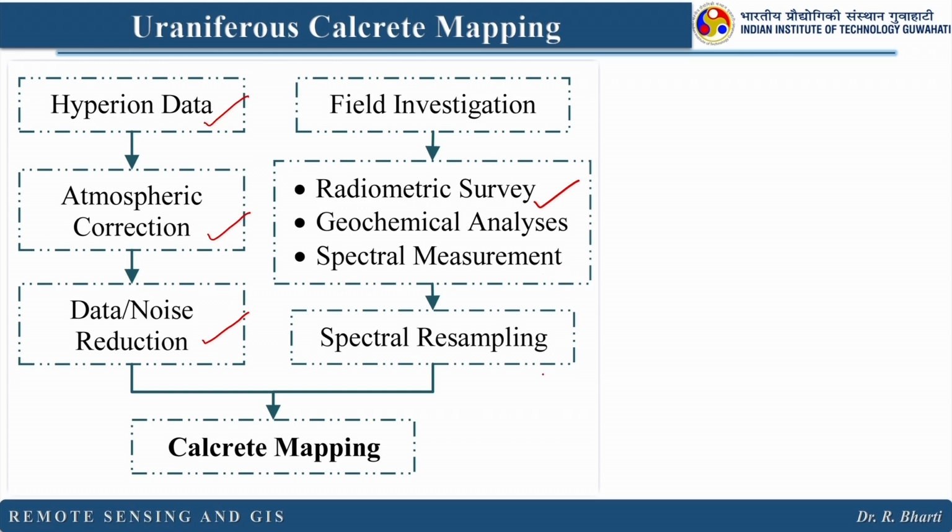And once you do that, then spectral resampling was done, because the data which is available from this Hyperion have different bandwidth and the number of bands are different. And the data which we have got from the spectroradiometer has different bands and bandwidth, right. So, sampling rates are very different from each other. So, you need to maintain the uniformity so that you can perform a comparison, right. And once you do that, then after the analysis you will get the calcrete map and specifically Mg Calcrete.